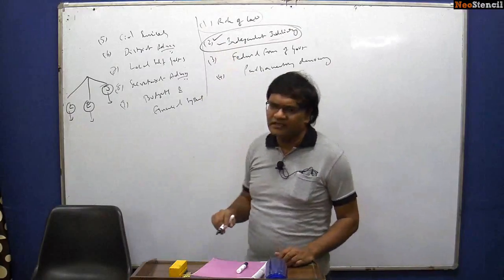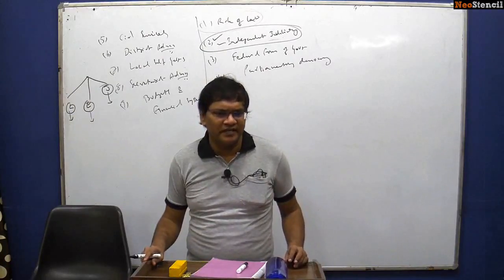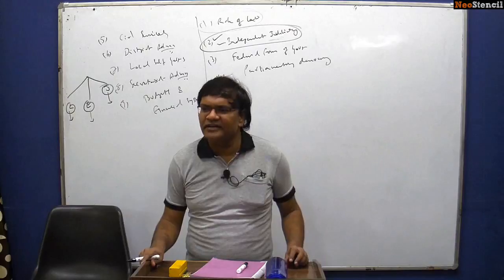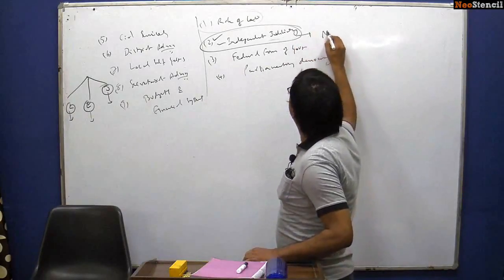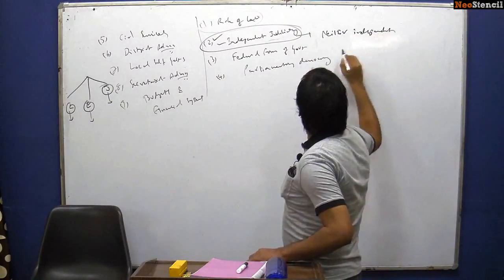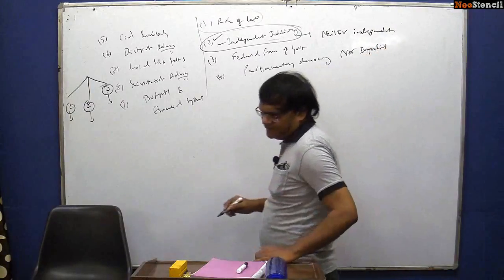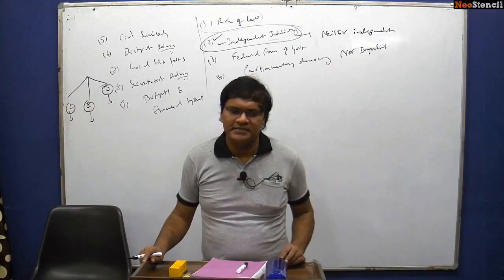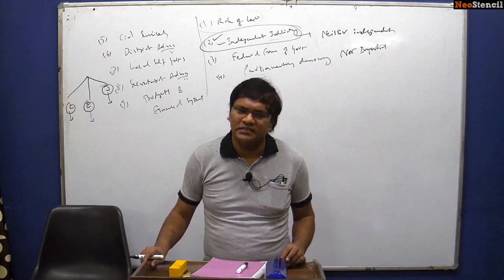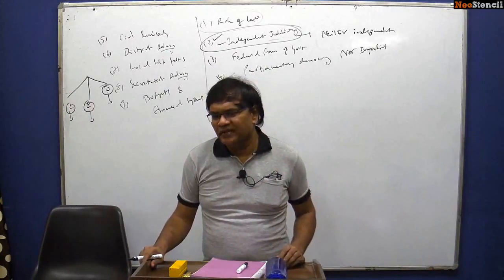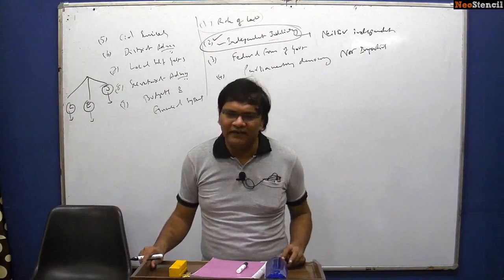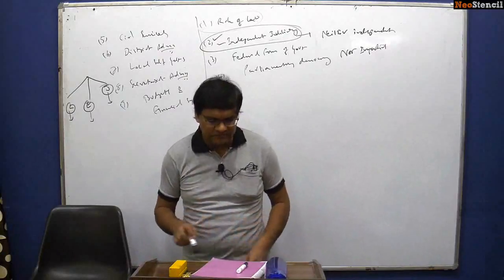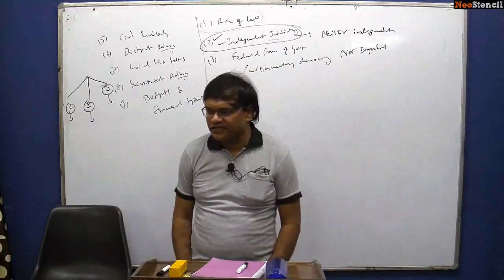Coming back, if you look at the British rule in India, what do we say? We say that the judiciary during the British times was neither independent nor impartial. It was not independent because the Viceroy or Governor General could always veto the decisions of the Supreme Court.